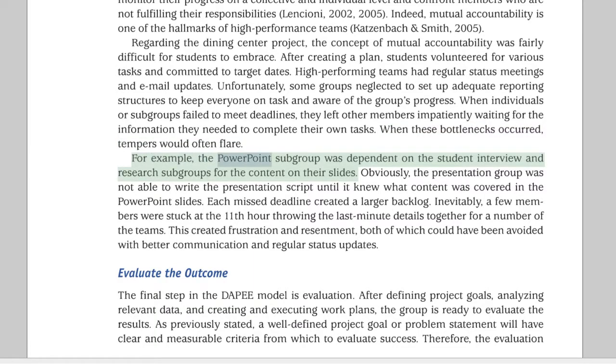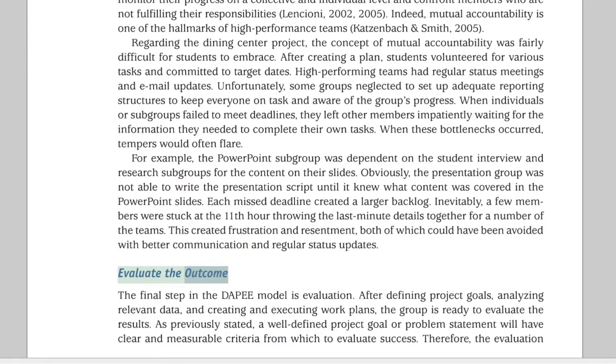For example, the PowerPoint subgroup was dependent on the student interview and research subgroups for the content on their slides. Obviously, the presentation group was not able to write the presentation script until it knew what content was covered in the PowerPoint slides. Each missed deadline created a larger backlog. Inevitably, a few members were stuck at the 11th hour throwing the last-minute details together for a number of the teams. This created frustration and resentment, both of which could have been avoided with better communication and regular status updates.